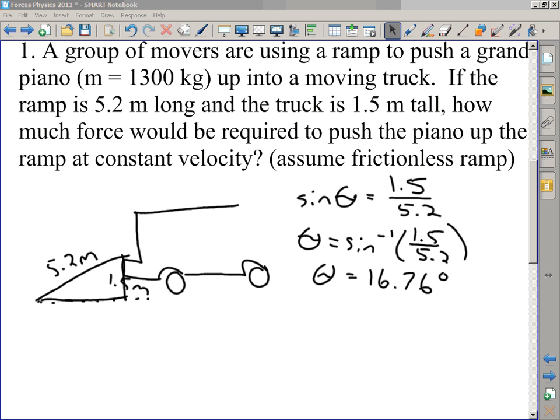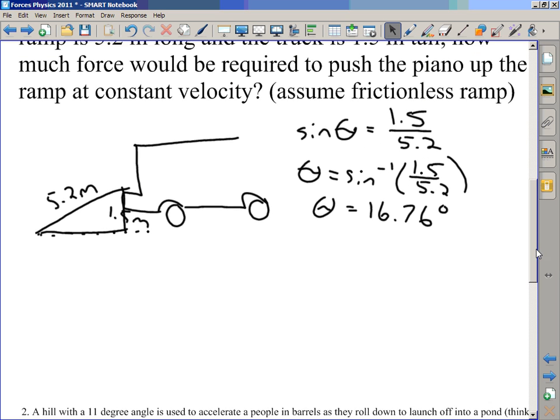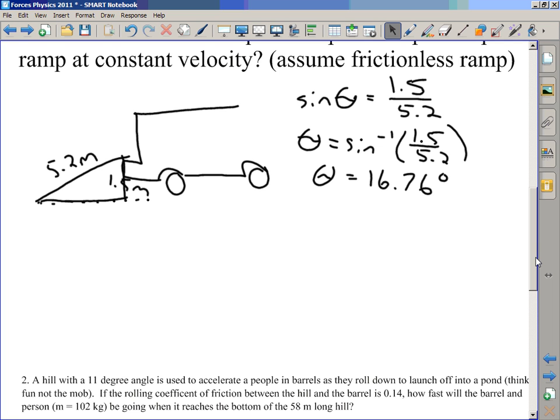Let's do free body diagrams for the piano going up. On the free body diagram, this is on a ramp, so I'm going to want to tilt the axis here, and I struggle drawing tilted axis. I apologize that my axis is a little bit steeper than that ramp, I think. Here's the X, and here's the Y. Here's the piano.